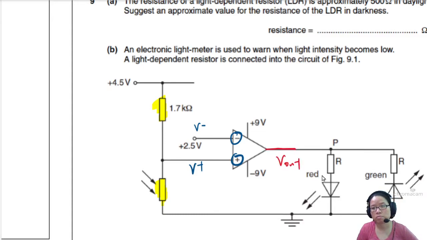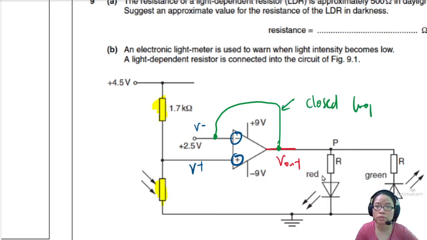V out. V out is not connected back into the input. So there's no feedback. If there's a connection here, I take a wire and connect here to here, this one is what we call a closed loop. Okay, is closed loop in your syllabus? Yes, but right now we're focusing on the open loop first to not complicate things.